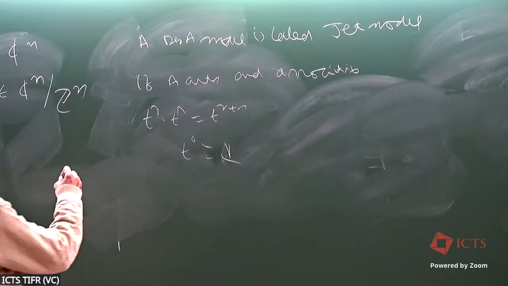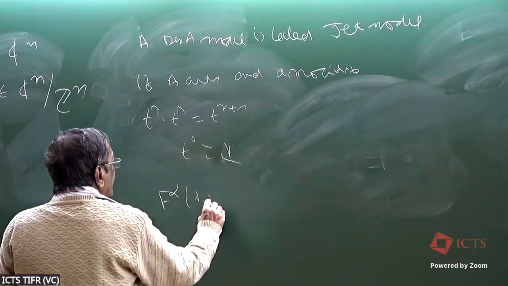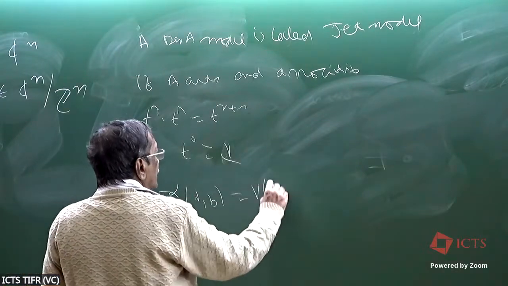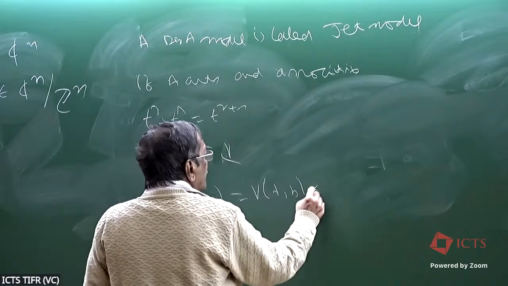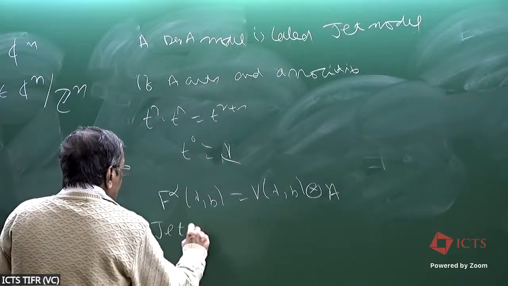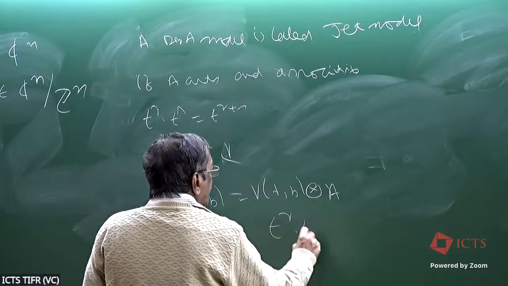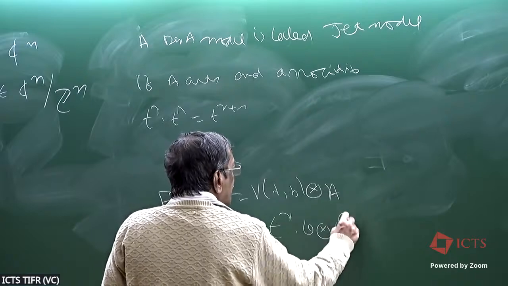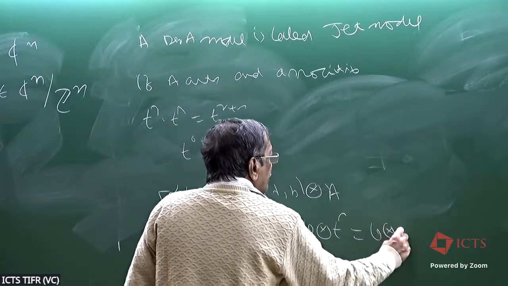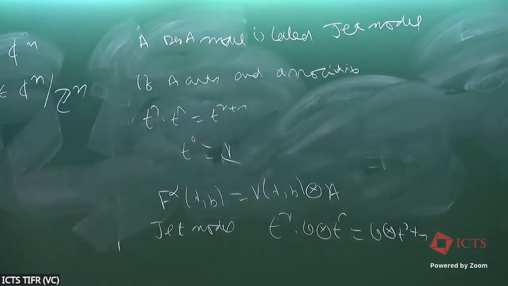Now, look at F(alpha, lambda, beta), which is E(lambda, beta) tensor A. And this is a jet module, because T^r acting on V tensor T^s is actually V tensor T^{r+s}. So as a jet module, it's always irreducible. Even this exceptional case also, it becomes irreducible.